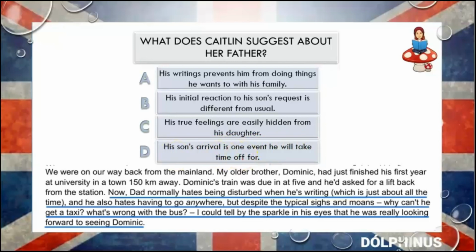D is correct. He's always writing. We know that, and he hates to go anywhere, but his son has asked him to go to the station. So, even though he reacts initially in this way, complaining, afterwards it says, I could tell by the sparkle in his eyes that he was really looking forward to seeing Dominic. That's making reference that he is going to take time off for this one event. He's going to go to the station. He's going to pick up his son.